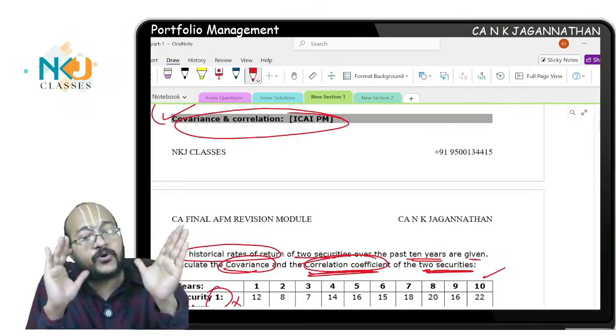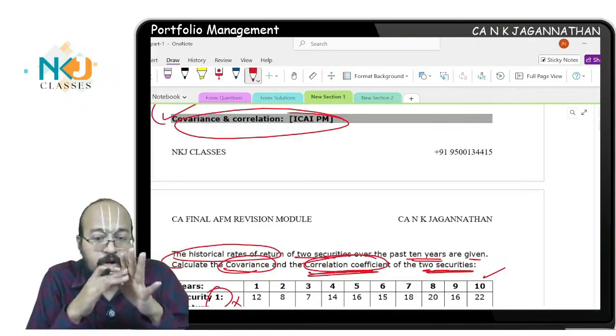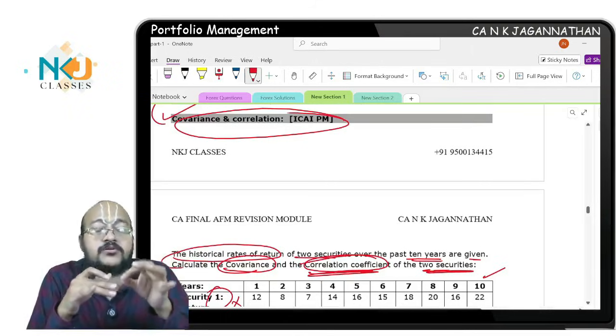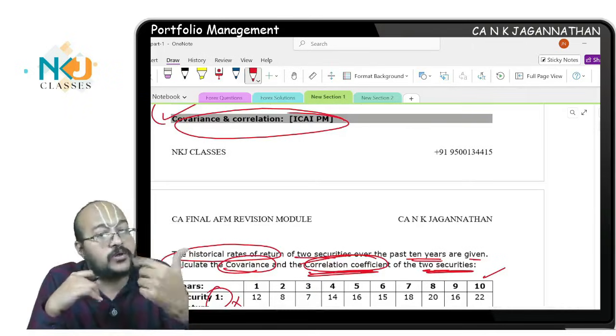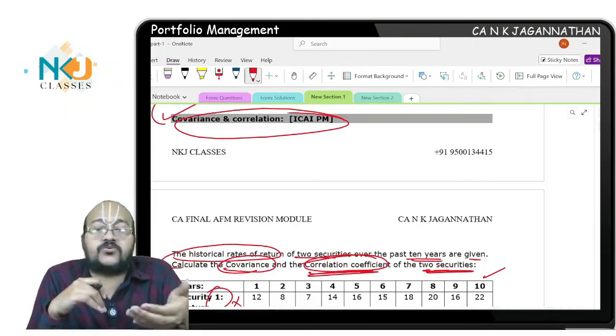Then portfolio return and risk we computed. Portfolio return, what is portfolio return? Weighted average return of the individual securities inside the portfolio. Very simple and straightforward. Portfolio risk, what we did? Portfolio risk we used a formula.